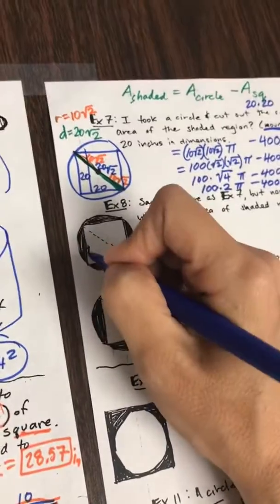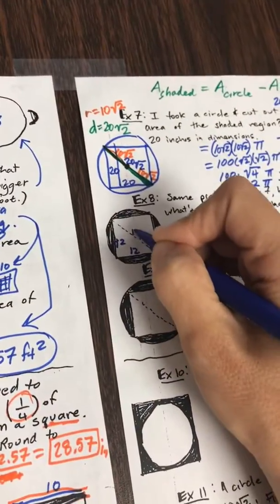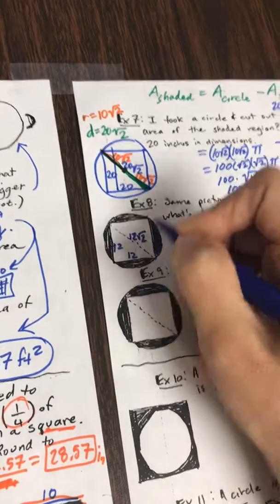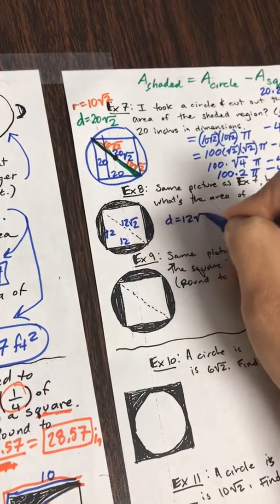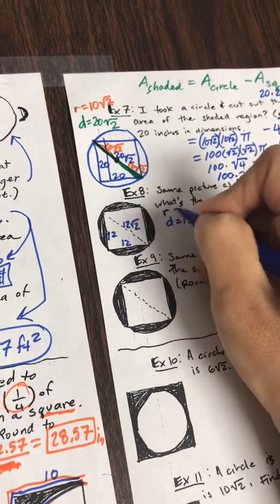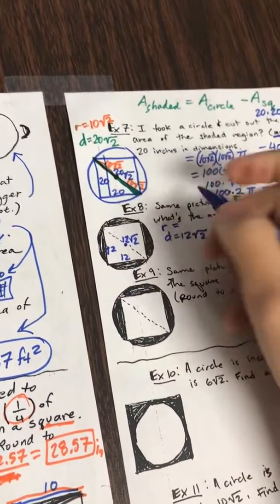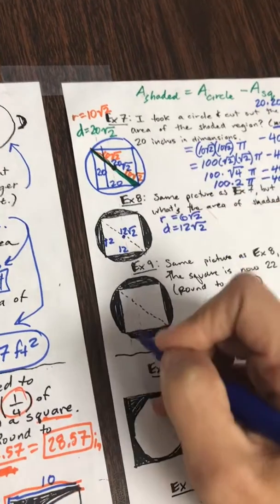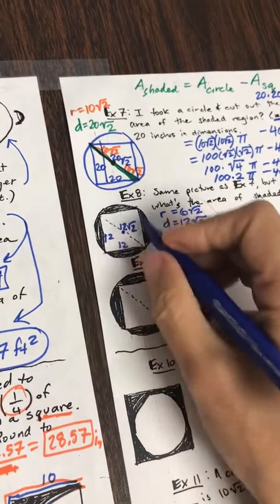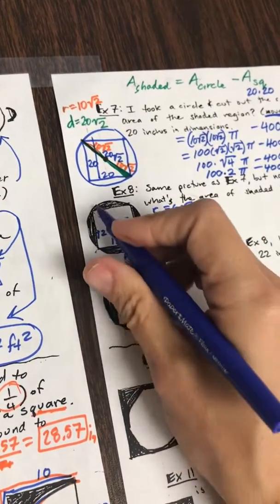It says here our square is 12 times 12, which means our diameter is 12 times the square root of 2. This should tell you, wait a minute, that must mean the radius is 6 times the square root of 2. So the dimensions of my square are 12 times 12.